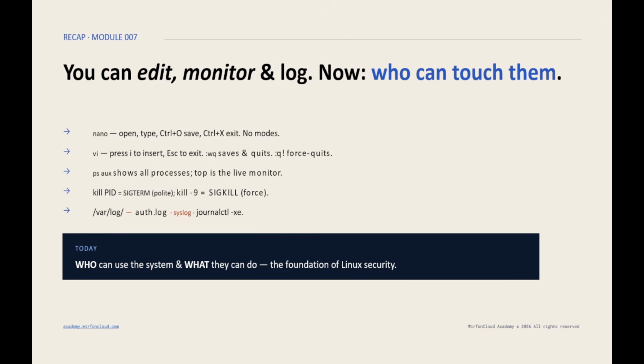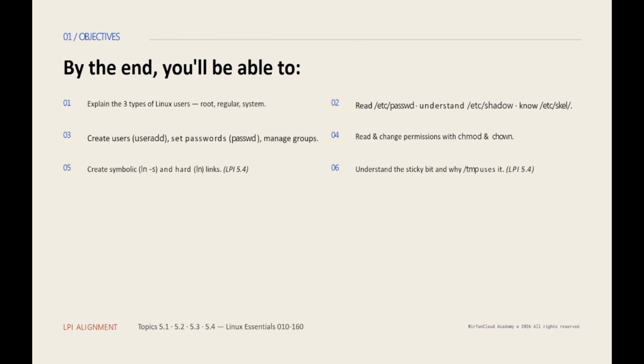Today, we shift from working on the server to controlling who can work on it. You have seen the permissions column in ls -l output since Module 004. Today, you understand every character and change every one of them. Here are the objectives for this module. These map directly to the Linux Essentials exam topics.